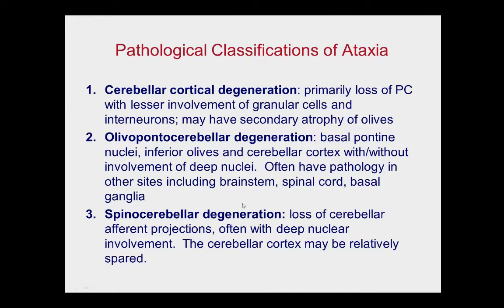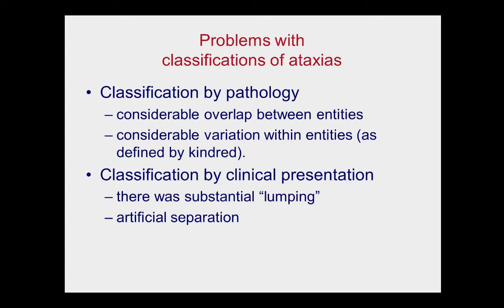And then there are some that are predominantly spinal and deep nuclear, like Friedreich's ataxia, where there's loss of afferent projections to the cerebellum, and the deep nucleus is affected, but the cerebellar cortex looks almost completely normal. So you can get to the same place with different types of pathology.